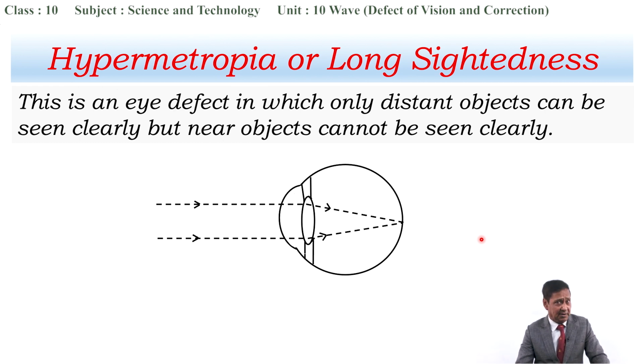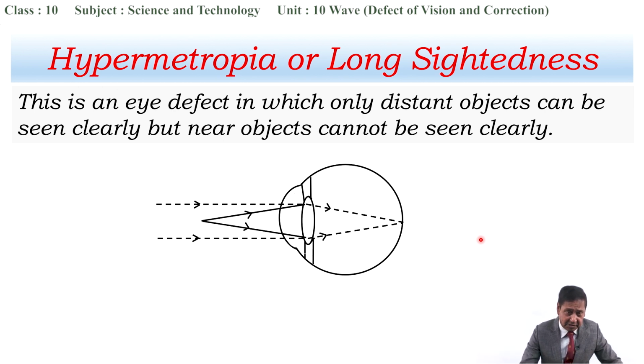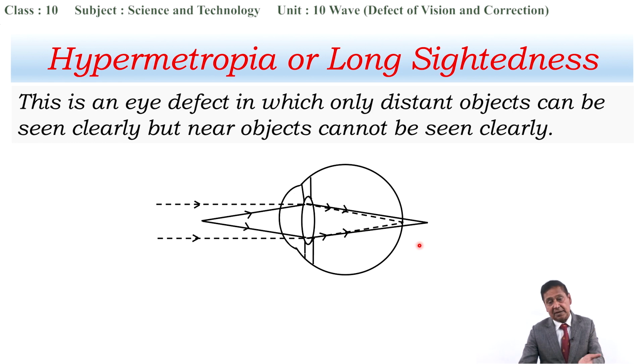But what about a near object? Look at the near object. Diverging rays come from the near object and are not focused on the retina. The reason is very simple. The eye lens is thin, so its converging capacity is less, and so the image falls behind the retina. The image forms behind the retina. Is it clear or not? This is the diagrammatic representation of hypermetropia or long-sightedness. If you are told to draw a diagram to show hypermetropia, you can draw this diagram.